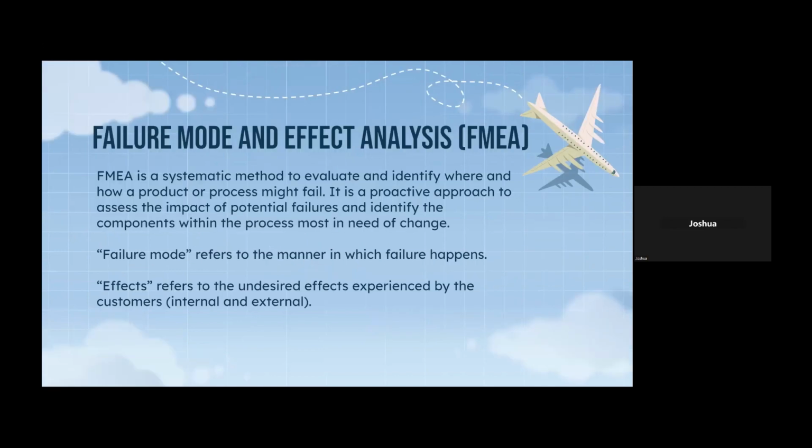Failure mode and effect analysis is a systematic method to evaluate and identify where and how a product or process might fail. It is a proactive approach to assess the impact of potential failures and identify the components within the process most in need of change. Failure mode refers to the manner in which failure happens. Effects refers to the undesired effect experienced by the customers, either internal or external.